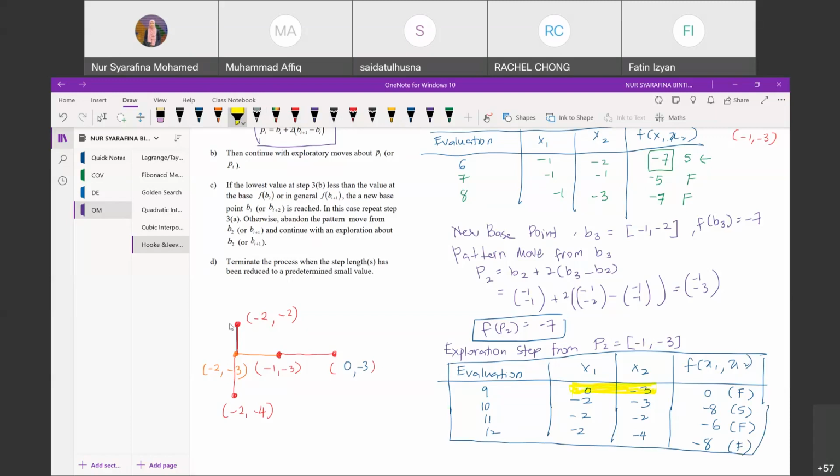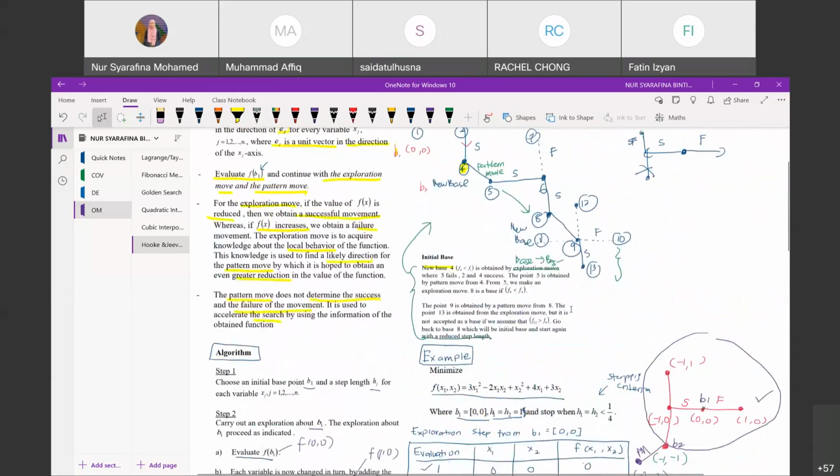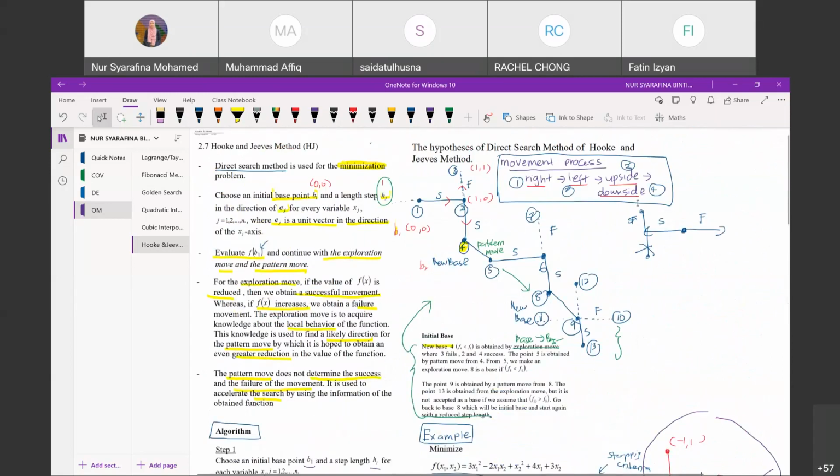Okay, let's just proceed with the step here. Before you will... Why stop at evaluation 12? It's settled. Our movement is only up until downside.